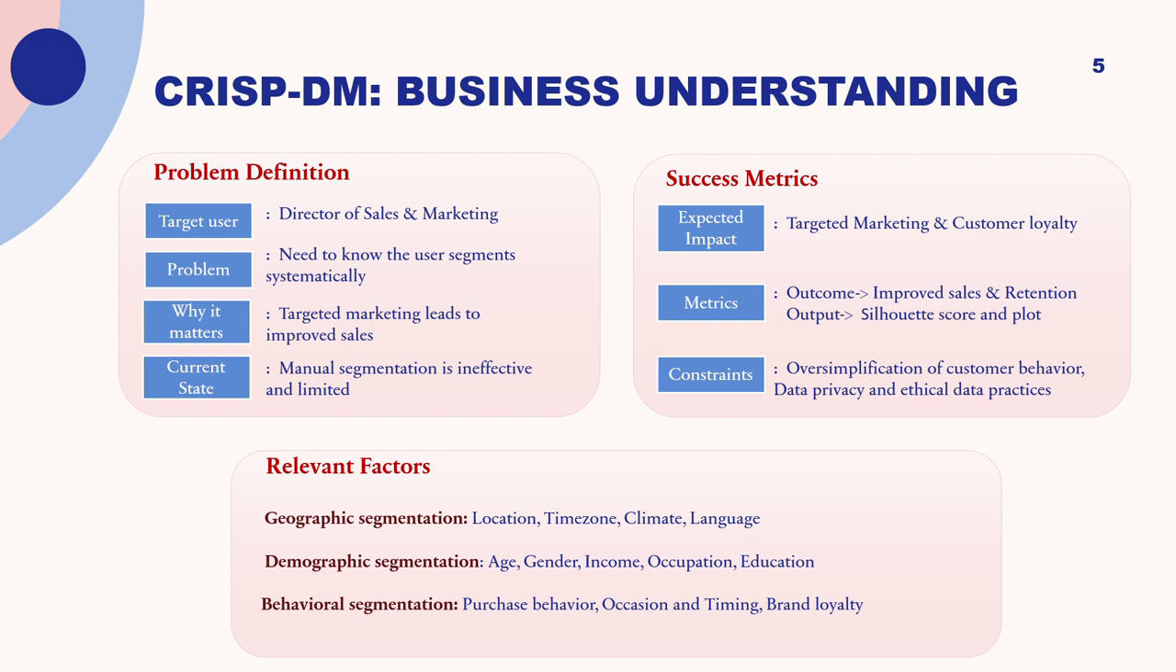The relevant factors include geographic segmentation like localization, time zone, climate, and language, etc. Demographic properties like age, gender, income, occupation, education. Behavioral segmentation attributes like purchase behavior, occasion and timing, brand loyalty, etc. So this is about the business explanation part.